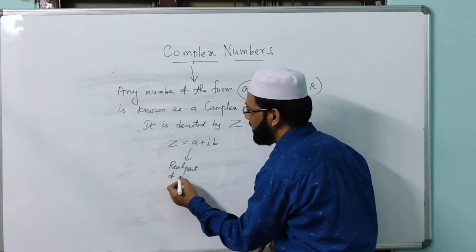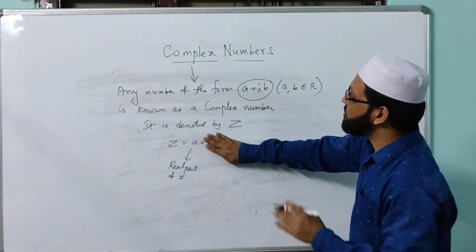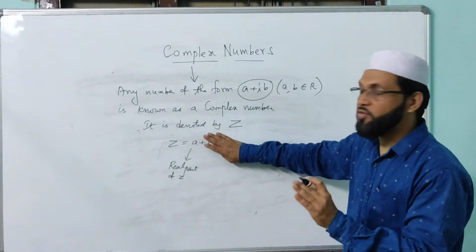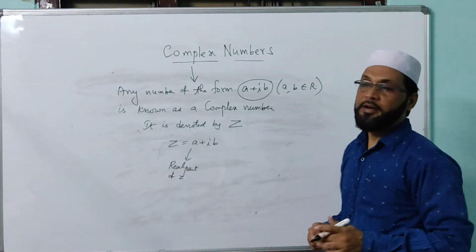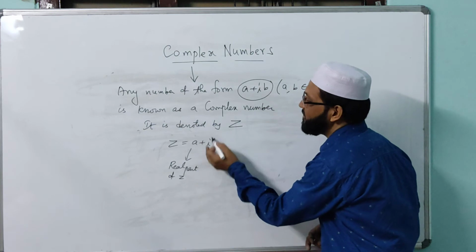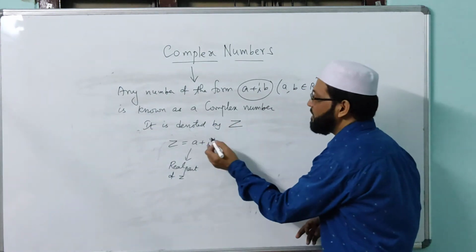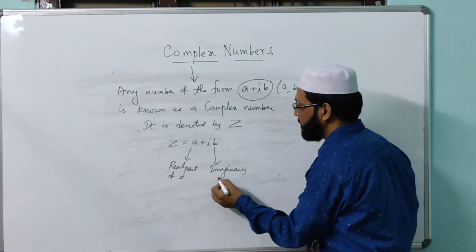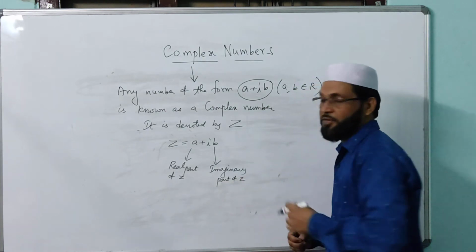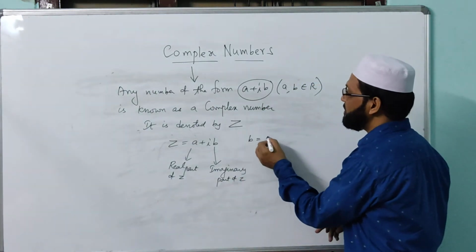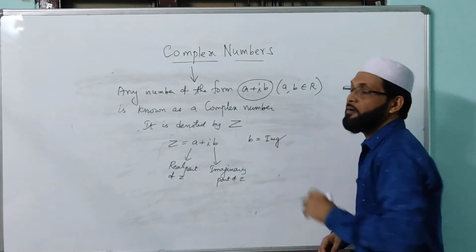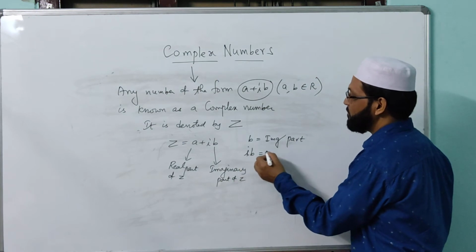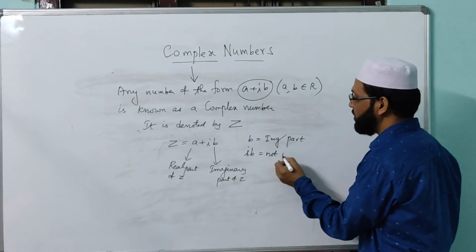A is called the real part of Z, because it is not associated with any imaginary term. A is completely alone, it is a real value, so we can call this the real part of Z. Whereas b is associated with this imaginary term iota. b is coming along with iota, so we call b the imaginary part of Z. Remember that here b is the imaginary part, and ib is not the imaginary part.